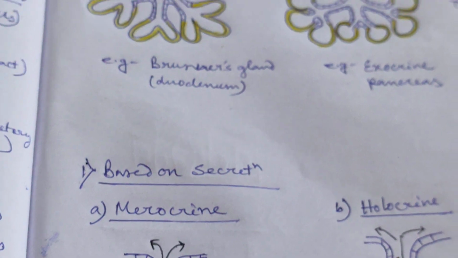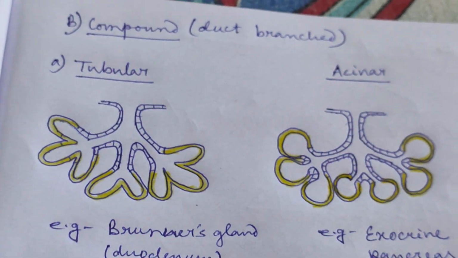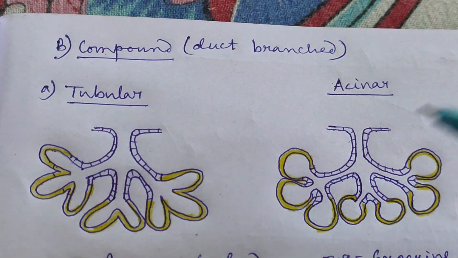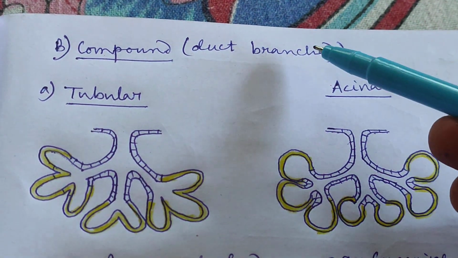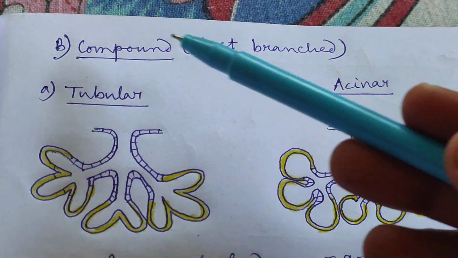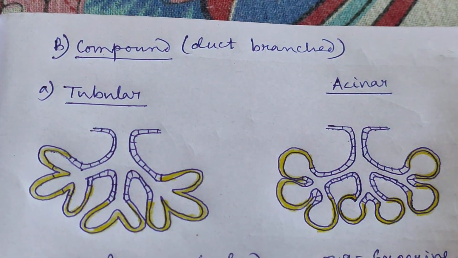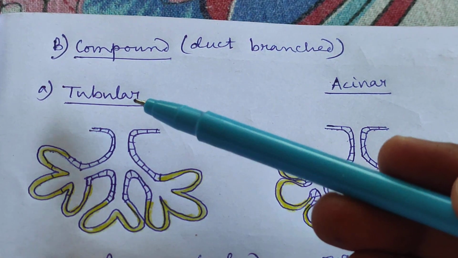Now coming to the compound exocrine gland. Compound exocrine gland means where the duct is branched. There are three types of compound exocrine glands. First one is tubular, then acinar, and then tubuloacinar. We will see one by one.